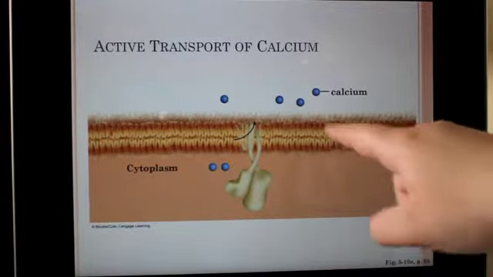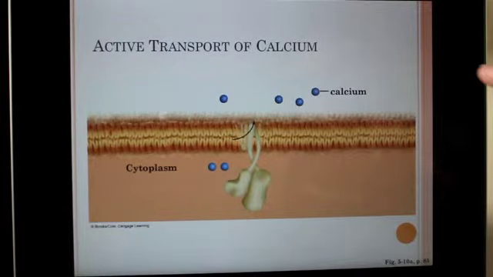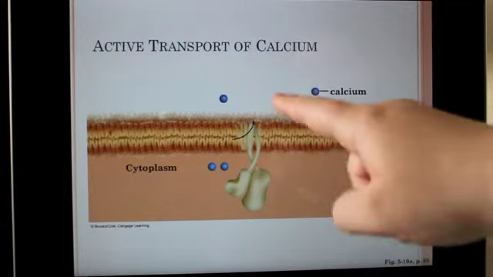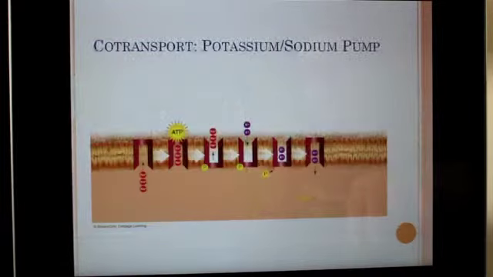Here's an example of an active transporter for calcium. In this case, the cell wants to move the calcium out of the cell, but there's more outside than in. So you burn ATP in order to shoot the calcium out.